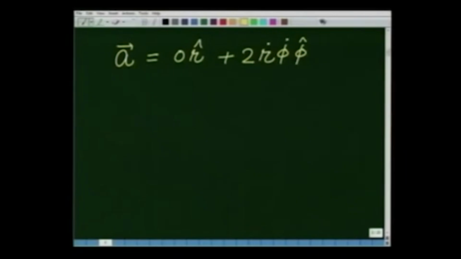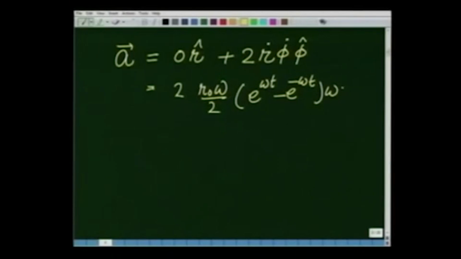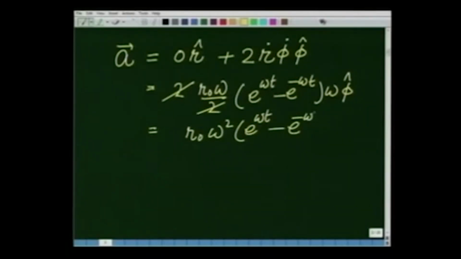Using the expression for r derived earlier, this comes out to be 2 r 0 omega by 2 times e raised to omega t minus e raised to minus omega t, times omega, which is the value of phi dot, in phi direction. This 2 cancels, and the acceleration therefore is r naught omega square times e raised to omega t minus e raised to minus omega t in phi direction. This is the general expression for the acceleration for this bead moving on the wire.